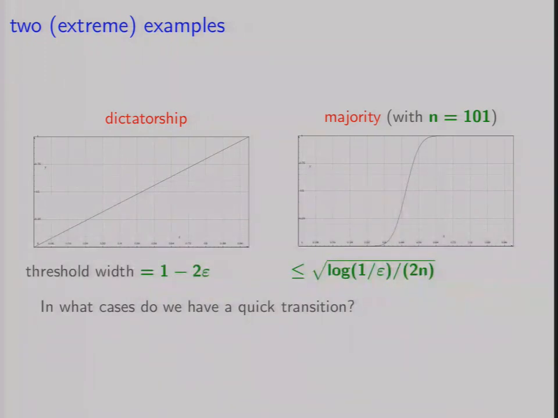And the question is, for what kind of functions do we have this? What are the sets for which we have this kind of threshold phenomenon, that the transition is abrupt? There's a phase transition. That's what we want.